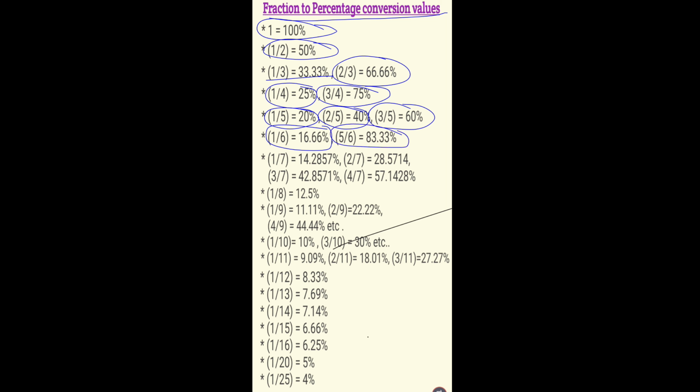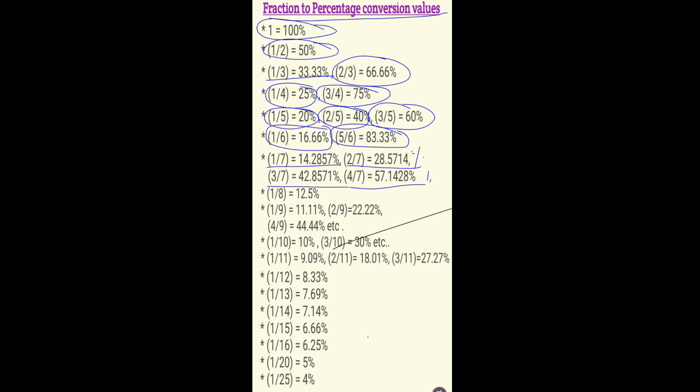1 by 7 means 14.2857%. 2 by 7 means 28.5714%. Like that, 3 by 7 means 42.8571%. 4 by 7 means 57.1428%. Here you can observe one common number in the multiples of the 1 by 7 fraction, that is 142857. In 2 by 7 also 142857, in 3 by 7 also 142857, in 4 by 7 also 142857.